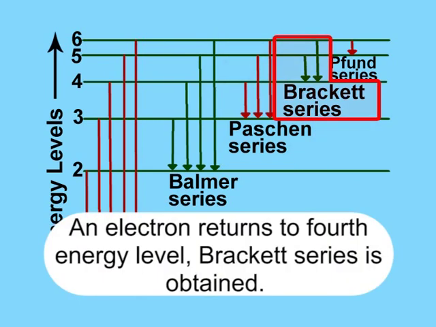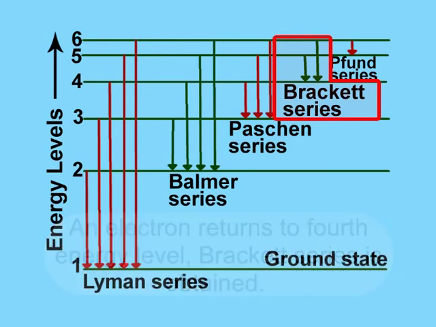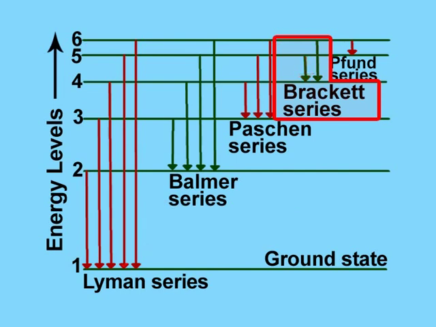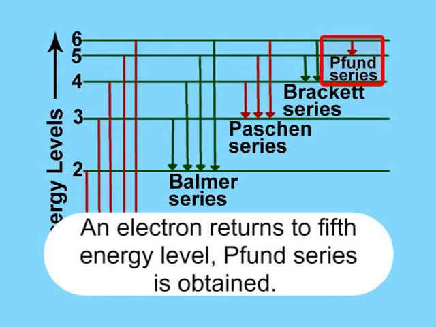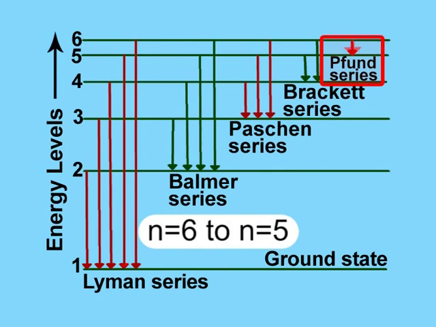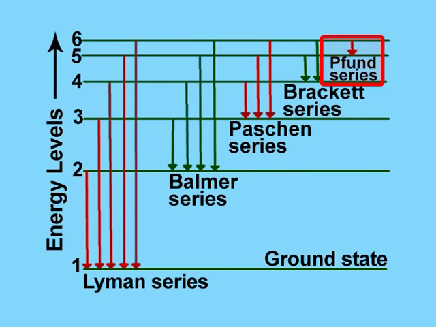When an electron returns to the fourth energy level, Brackett series is obtained. In Brackett series, transition from n equals 6 to n equals 4, n equals 5 to n equals 4 is also shown. When an electron returns to the fifth energy level, Pfund series is obtained. In Pfund series, transition of electrons from n equals 6 to n equals 5 is shown here.